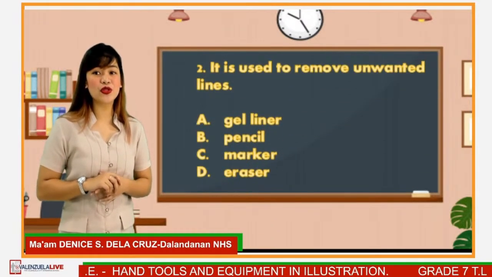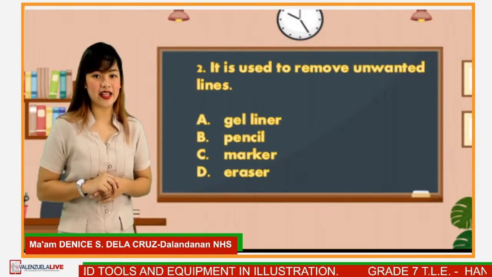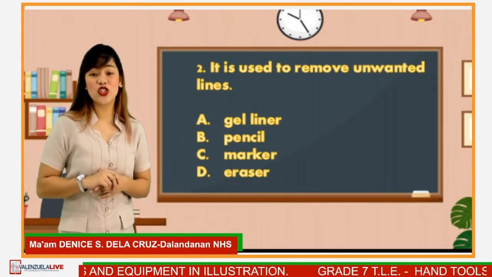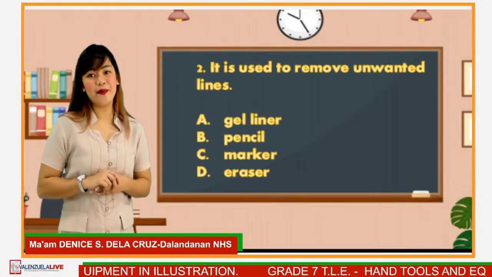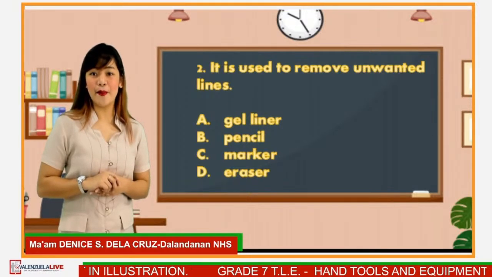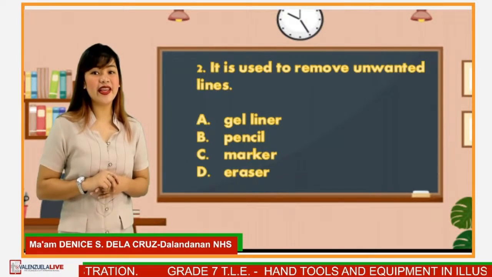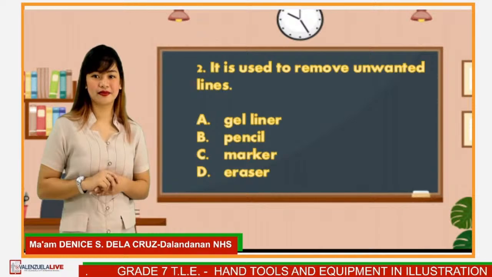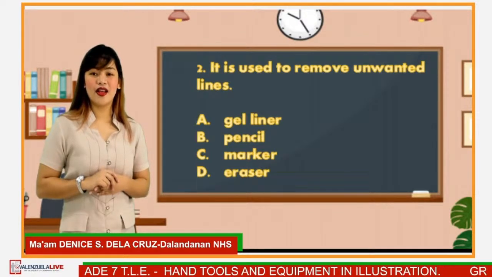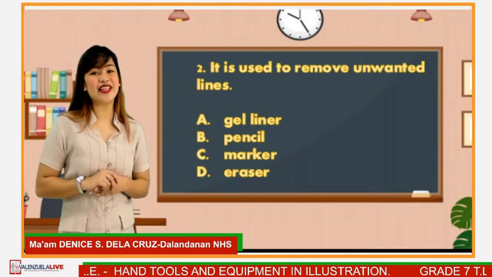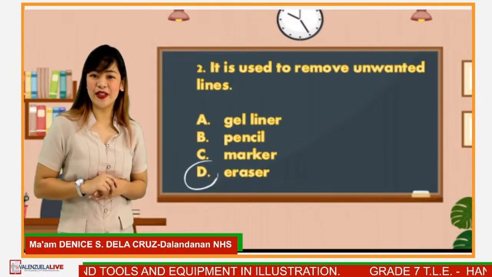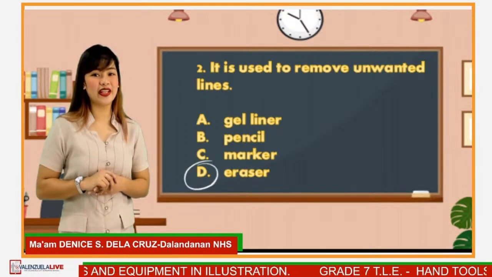Number 2. It is used to remove unwanted lines. Is it A. Gel liner, B. Pencil, C. Marker, or D. Eraser? The correct answer is letter D. Great job, learners!